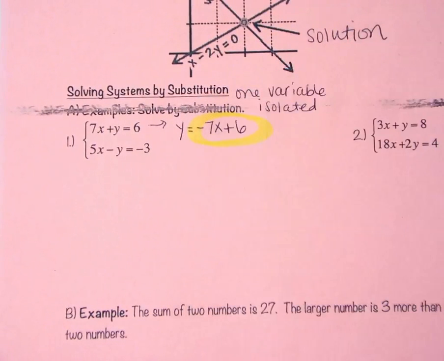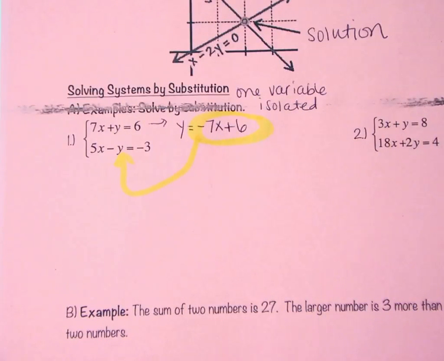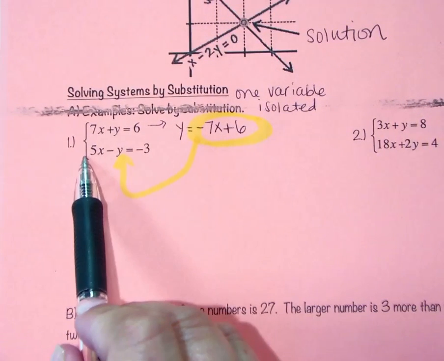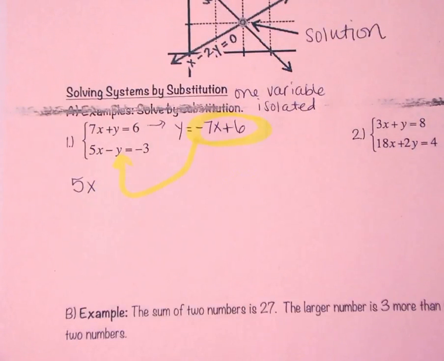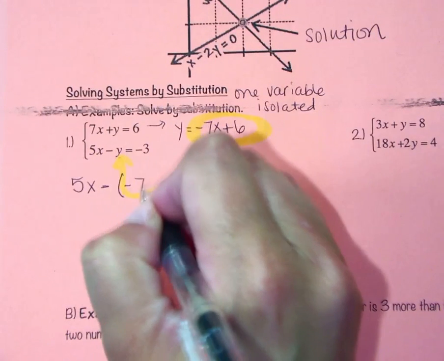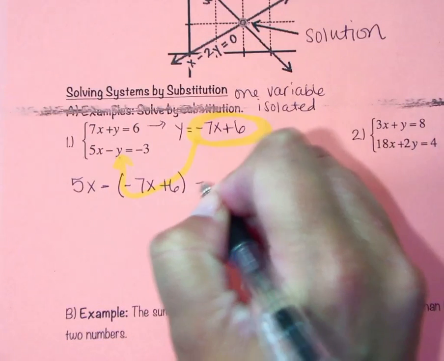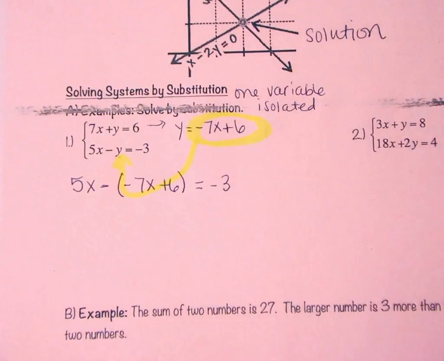We have that variable by itself. We are going to circle the expression that variable is equal to, and we are going to take that and plug it, in this case, into the y in the other equation. So we are going to rewrite the second equation. We're going to start with that 5x. We bring down that negative sign, but instead of writing that y, we are substituting that expression, negative 7x plus 6. And then we're just going to bring down equals negative 3.